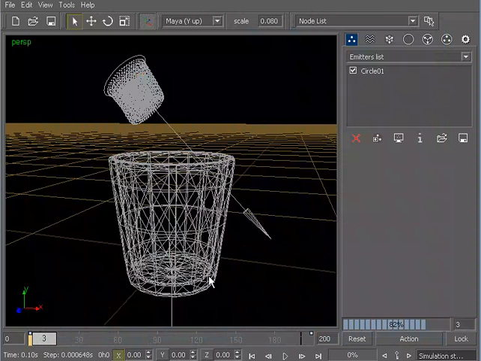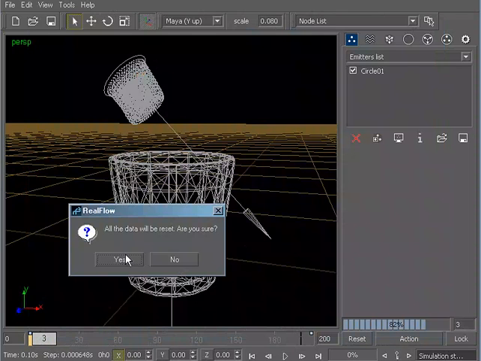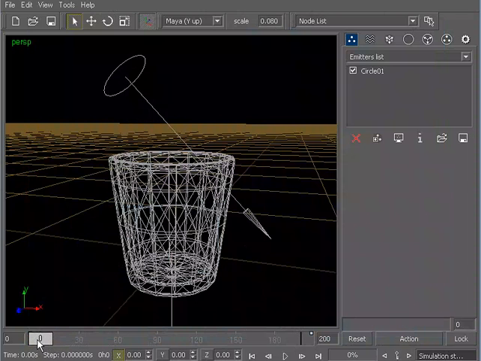So I'm going to go ahead and restart this. Now, whenever you hit your reset button, it will reset everything. So I can't scrub anymore. So be aware of that. Anytime you hit this reset, all this cached data that you just cached goes out the window. So I'm going to go ahead and simulate this real quick.